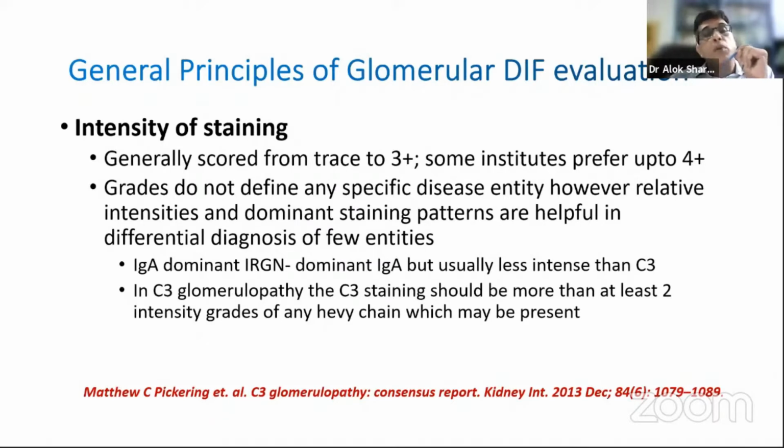Also in C3 glomerulopathy, as we know, you can have some amount of IgA, IgG or IgM staining. And when we look at that, we should be very careful that the C3 staining should be at least 2 semi-quantitative grades higher than whatever the heavy chain stain. So there again, you have a role for the semi-quantitative staining pattern. Uniformity in maintaining the semi-quantitative grade is something you learn with time, but has to be diligently followed.